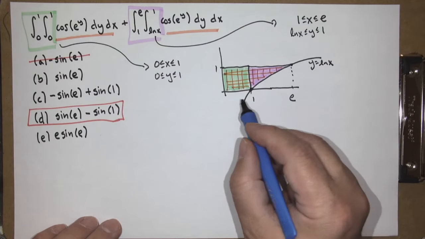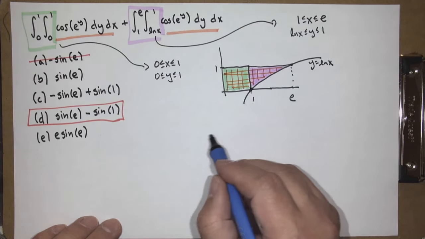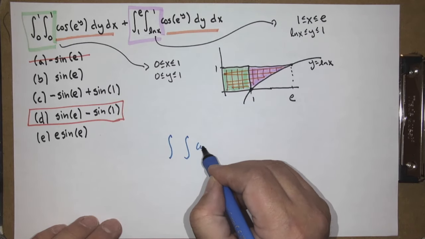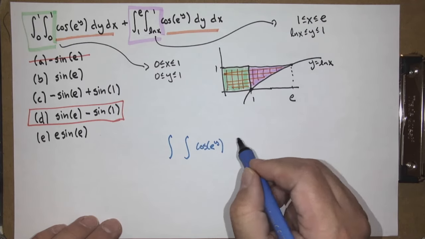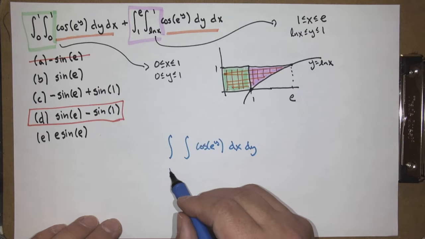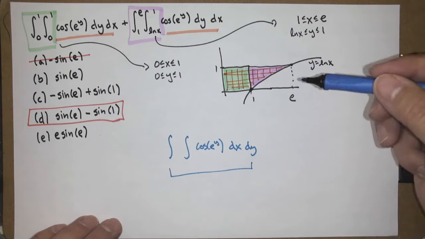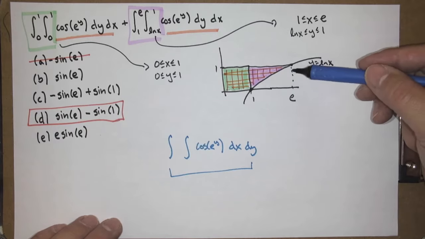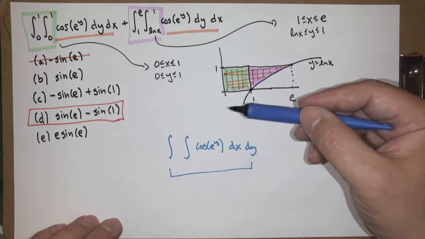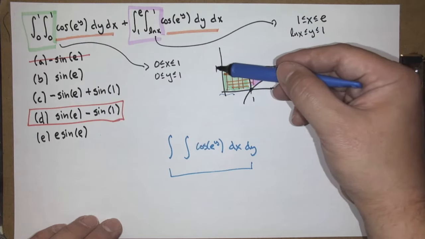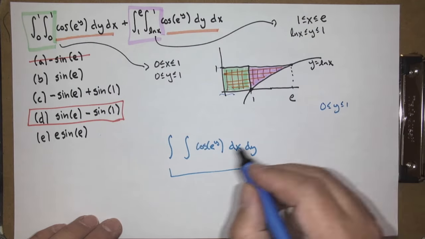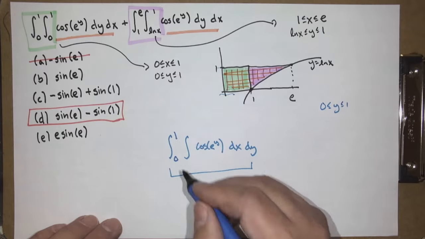So let's think about how we can describe it. We're going to set up our integral. It's the same function. We're changing to dx dy. So we got to think about the y bounds. Where does y go between? Which y values do we hit? 0 to 1. So that's our outer layer.